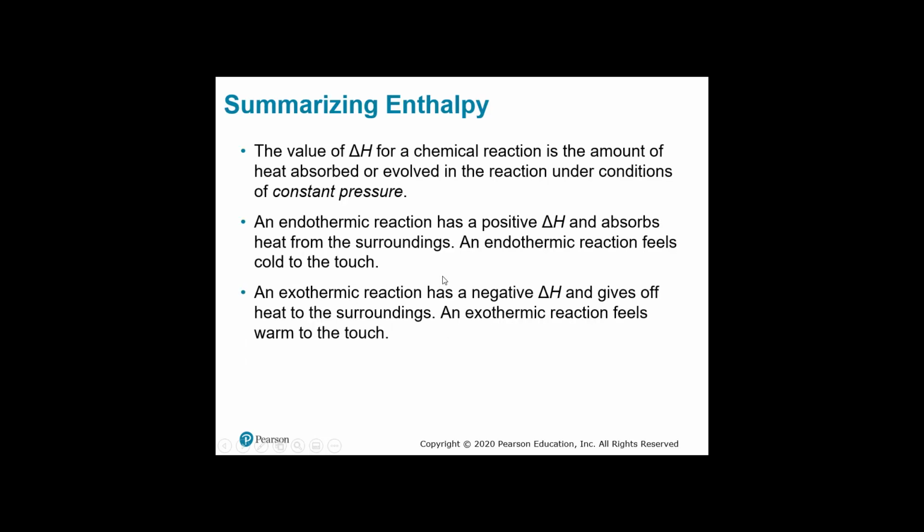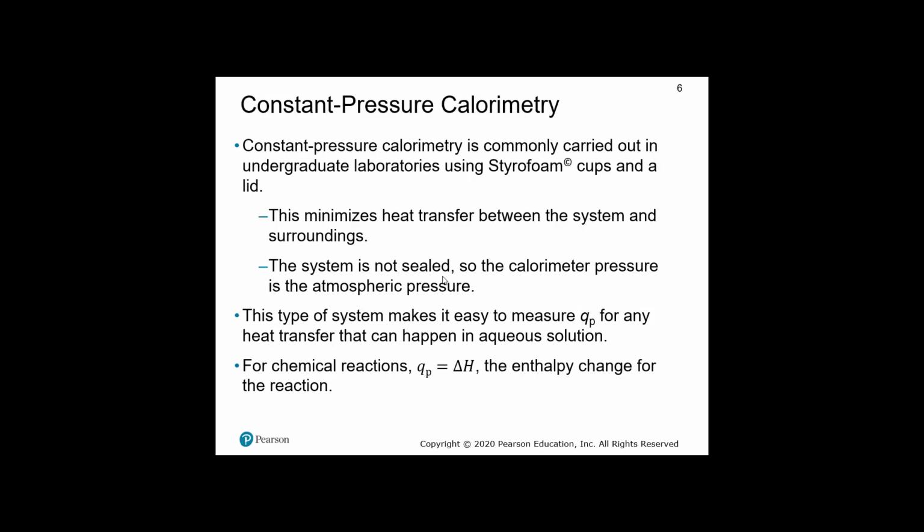So summarizing enthalpy, the value of delta H for a chemical reaction is the amount of heat absorbed or evolved under conditions of constant pressure. So unlike last section where that was constant volume, now we're at constant pressure. An endothermic reaction has a positive delta H value, and an exothermic has a negative delta H value, which both of these, remember, is also still equal to Q.